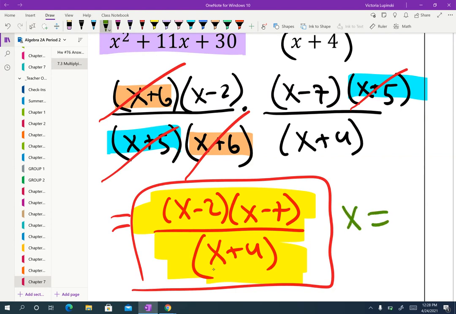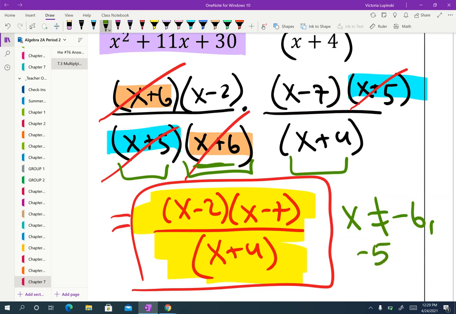And then finally, for your restrictions. In order to state your restrictions, you have to look at each value in the denominator, and any value that makes each parentheses a 0, you would have to eliminate. So if you look at the x plus 6, x cannot equal negative 6. If you look at the x plus 5, it can't equal negative 5. And if you look at the x plus 4, it can't equal negative 4. Typically, when you put restrictions, you list them in order from the smallest to the largest, although if you forget and just list them in any order, that would be fine as well.